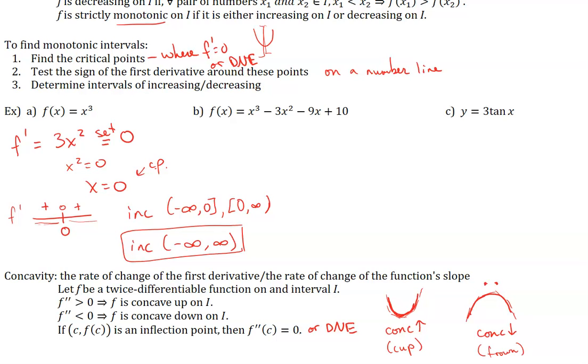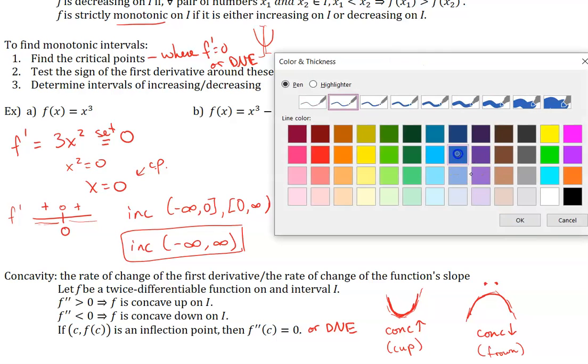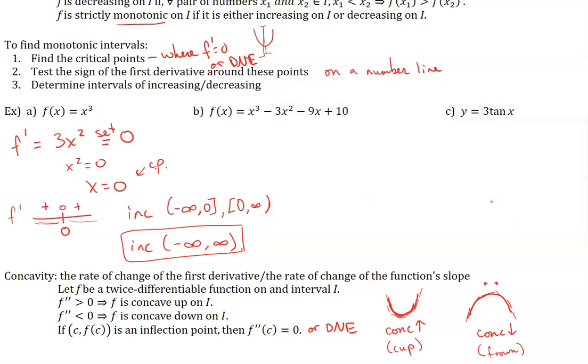So I'm going to go through the examples that I skipped today in class. For this first one, we are looking for intervals of increasing and decreasing. So we're going to go through this same process again. We start by finding critical points.